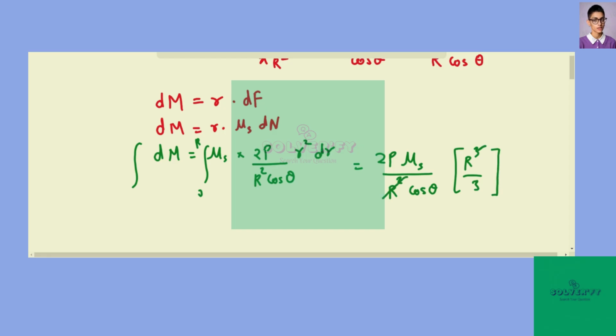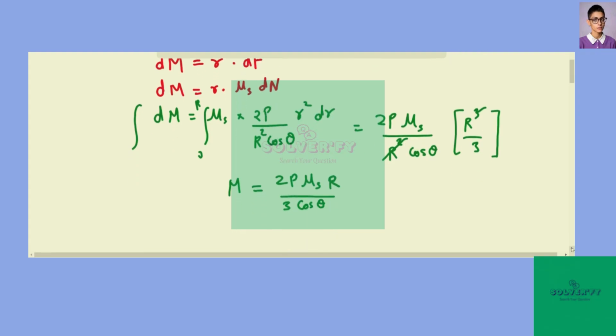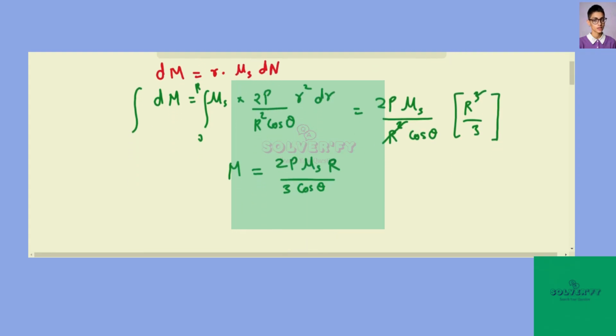This cancels out. The torque that must be overcome by the friction is 2P, coefficient of static friction, R, divided by 3 cos theta, where P is the load and R is the radius of the conical shaft. So this is the answer: the torque that must be overcome by the friction of the conical shaft is 2P mu s R divided by 3 cos theta. So this is the final answer.